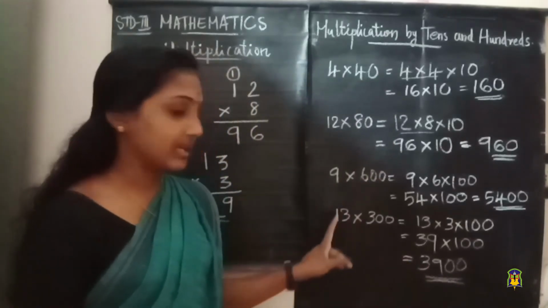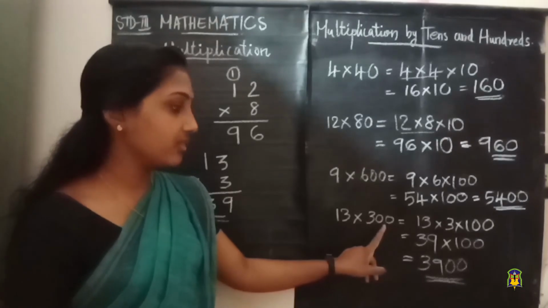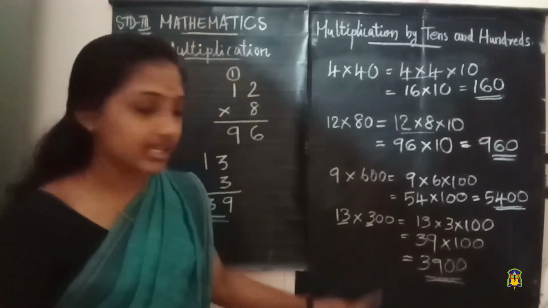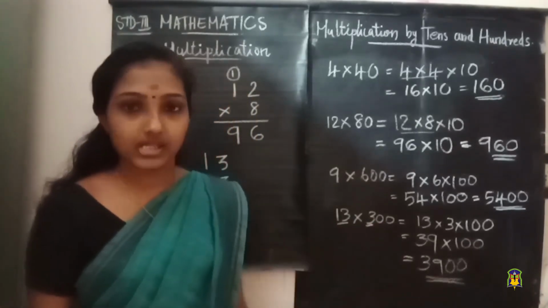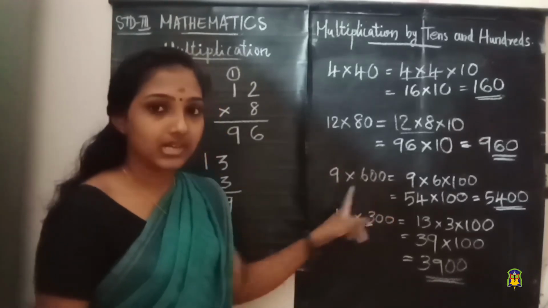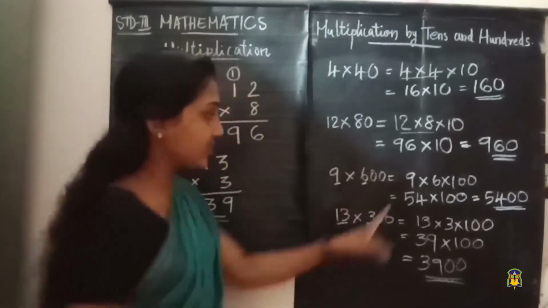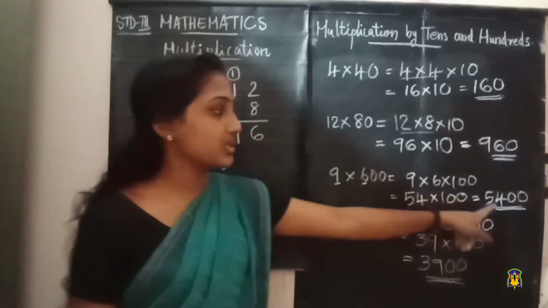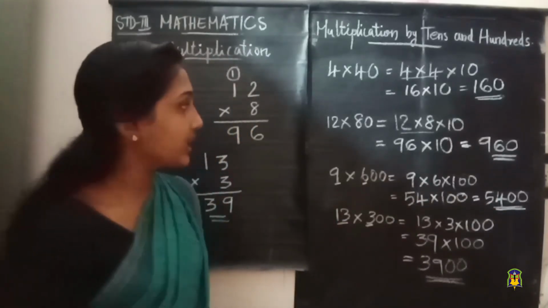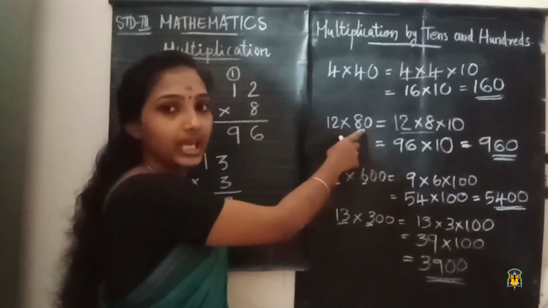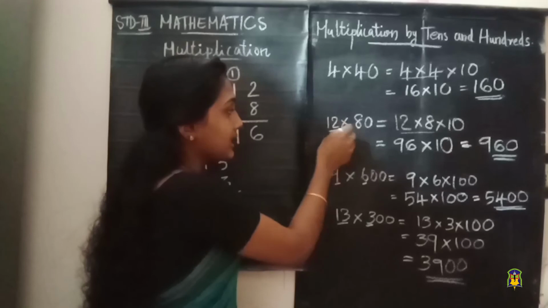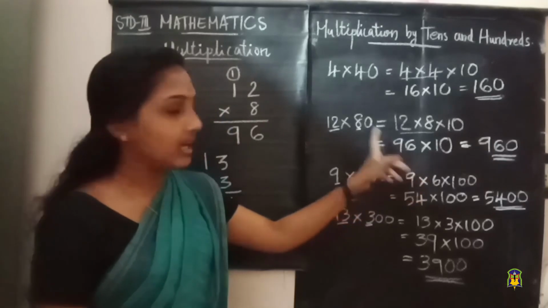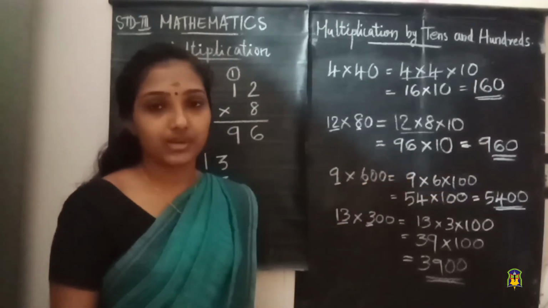39 into 100 is 3900. So to multiply a number with a multiple of 100, what have we done here? We have just multiplied this 13 with this 3, and then added 2 zeros to the product. Also in 9 into 600, we first multiplied 9 and 6 and got 54, and then added 2 zeros to the right of this number. In the same way, for 12 into 80, we first multiplied 12 and 8, got 96, and then just added 0 to the right of this product.